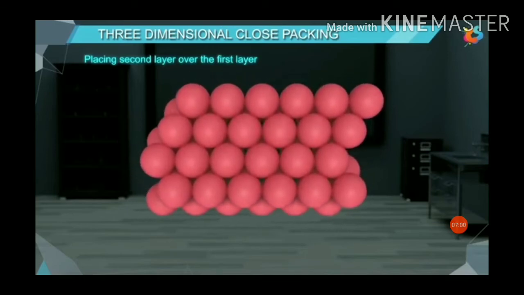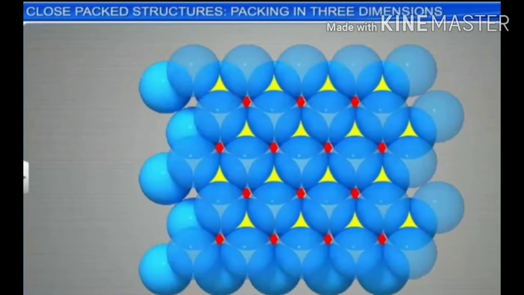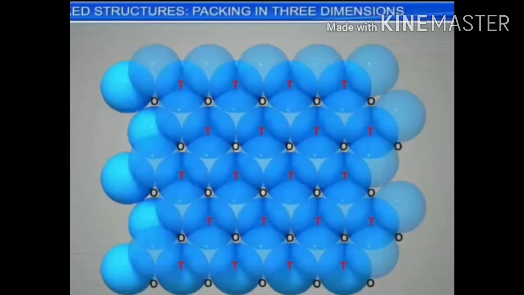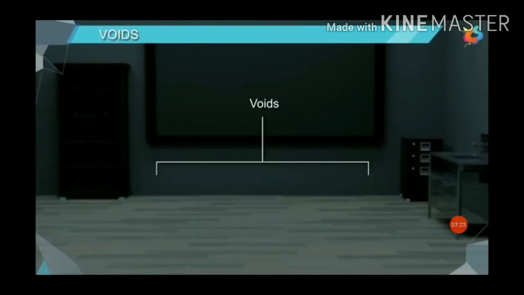Then, 2 types of vacant spaces or voids are formed. The first one is known as tetrahedral void and the second one is known as octahedral void, which you can see in the figure in yellow and red color. The tetrahedral void is marked as T and the octahedral void is marked as O.